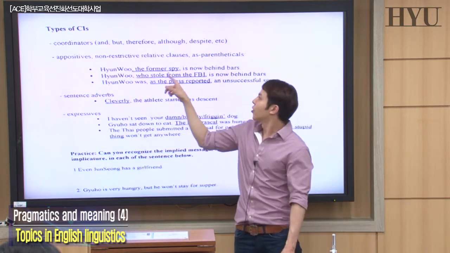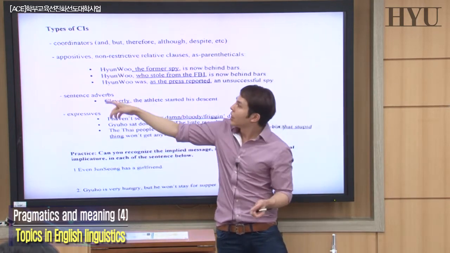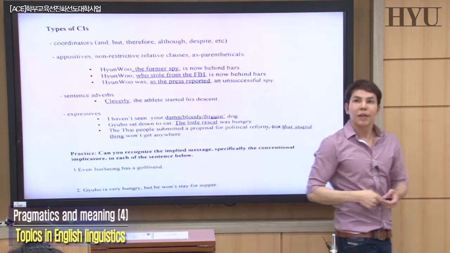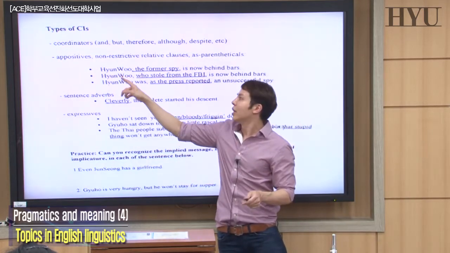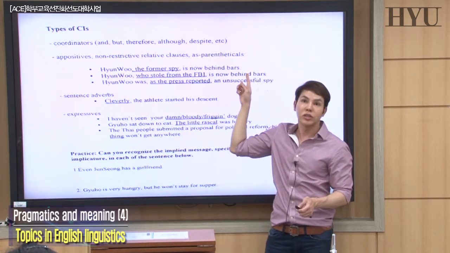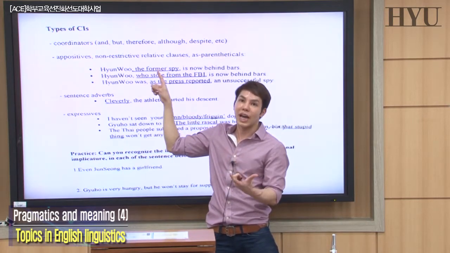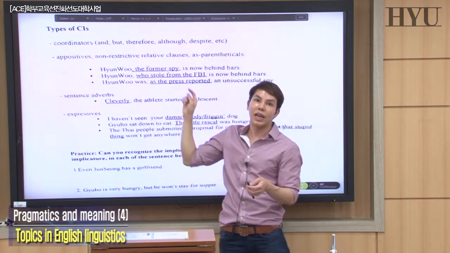Like you knew, the former spy is now behind bars. In this case, the implicature is Hyun-woo is the former spy. Okay? So it's not the main content of the sentence because the main content is Hyun-woo is now behind bars. He's in prison. So this is giving additional information on the side, and it implies that he is a former spy. Okay?